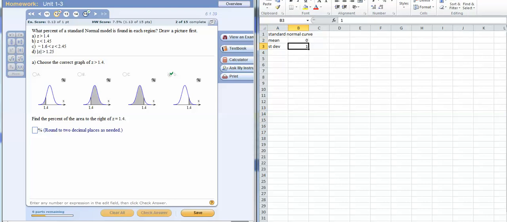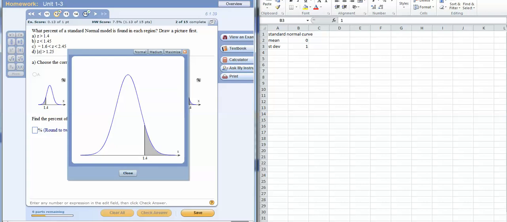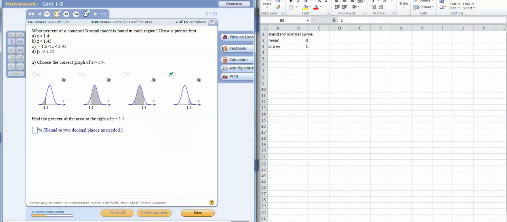Now, the first question says, what percent of the standard normal is found in each region? I already did the first question before I started recording, but we want to know the z values that are greater than 1.4. Remember the standard normal curve has a mean of 0 and a standard deviation of 1, so 0 is right in the center of the curve. So 1.4 is going to be to the right. If you want the values greater than 1.4, it makes sense that this would be the area. So that is the correct graph.